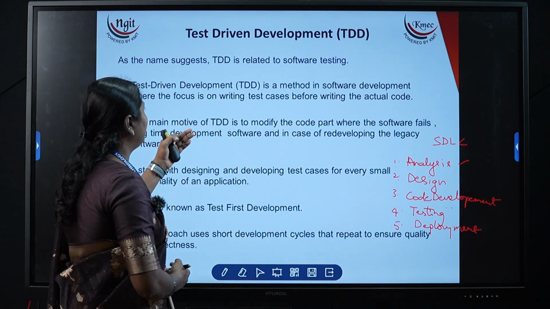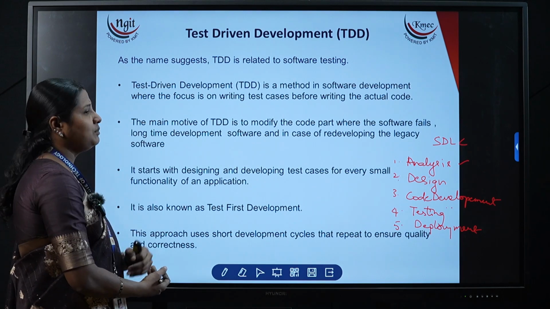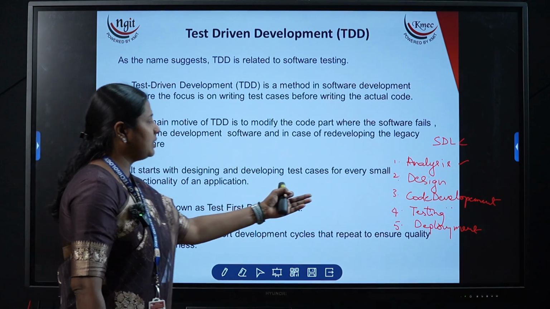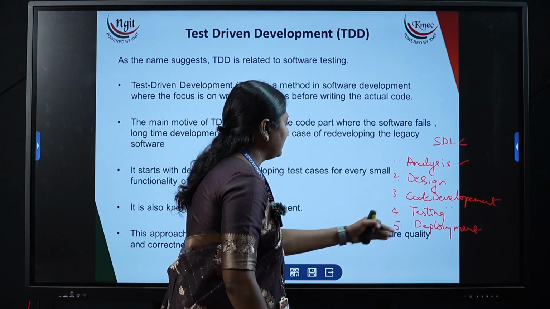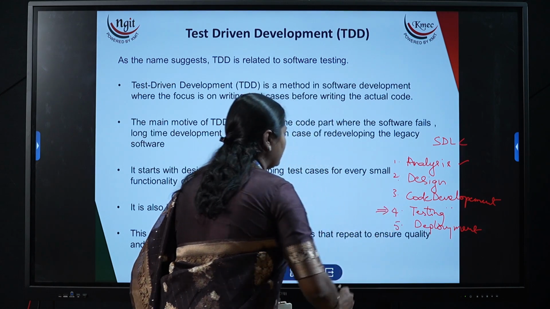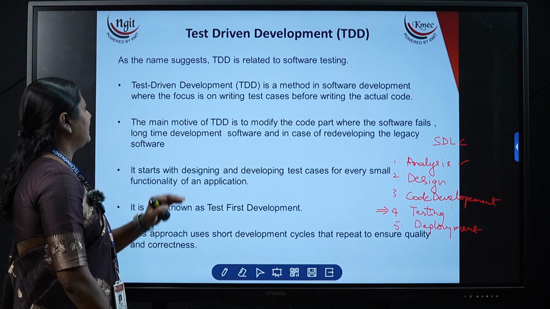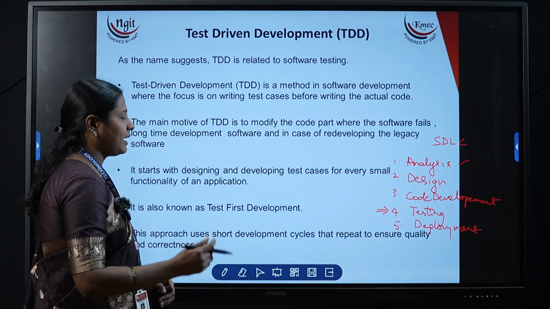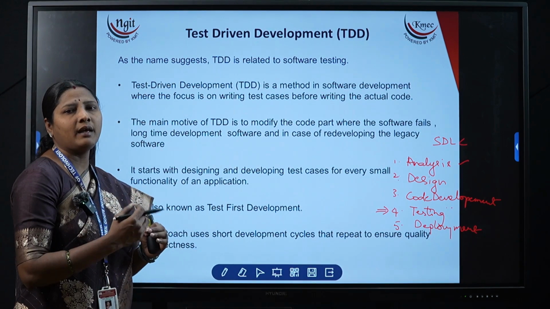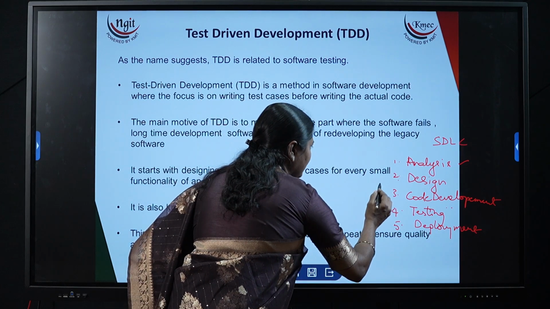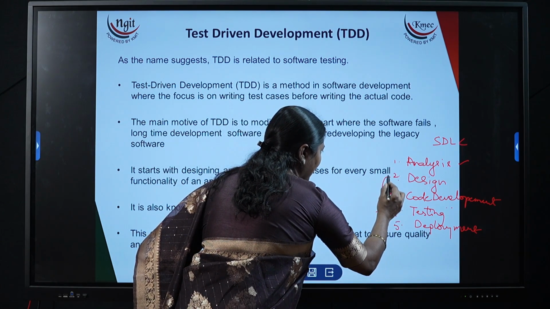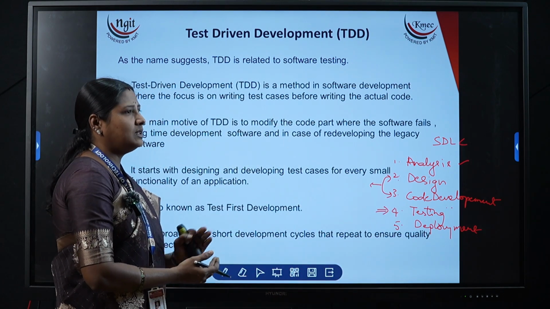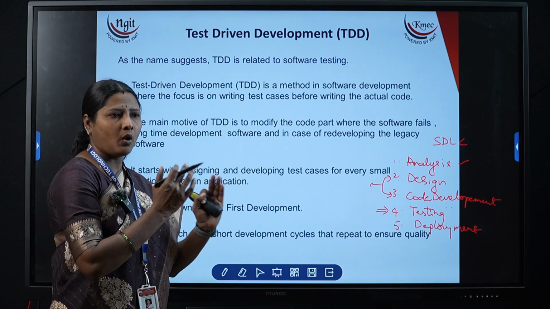So coming to this topic, test-driven development, the name suggests it is related to testing, and we apply this kind of development under the fourth stage, that is testing. Test-driven development is a method in software development where the focus is on writing the test cases before writing the actual code. So between the design and the code, they are going to develop the test cases. As we know, the designs depend upon the problem statement.